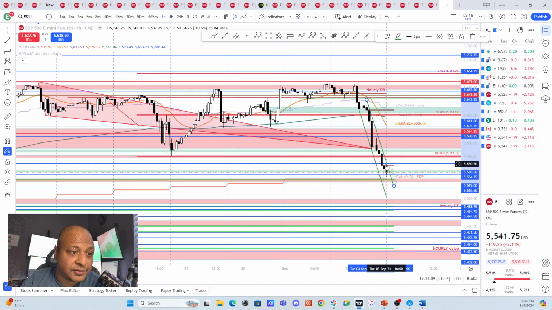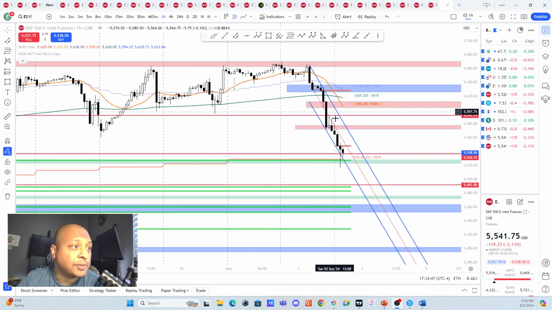But before that, we have to see that this channel is getting broken and then there is a pullback, and whether we are creating a new extreme or we are taking out that lower high and we keep on moving higher. I made some changes to the support and resistance area.